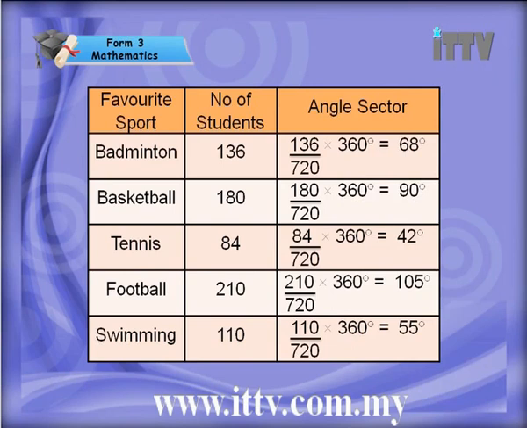Let's look. Favorite sport, we have been given 5 favorite sports. That would be badminton, basketball, tennis, football, and swimming. In our earlier discussion, we were told that the total number of students is 720. The breakdowns: badminton 136, basketball 180, tennis 84, football 210, and swimming 110.